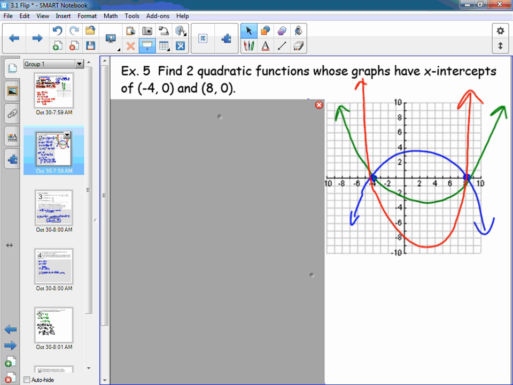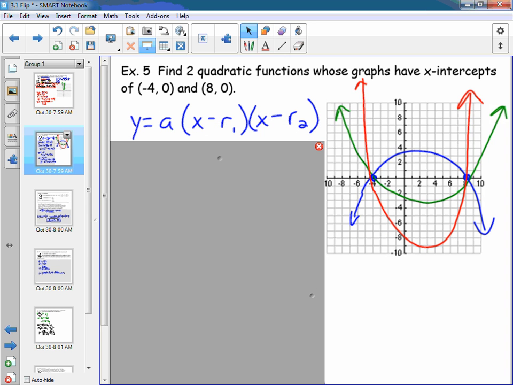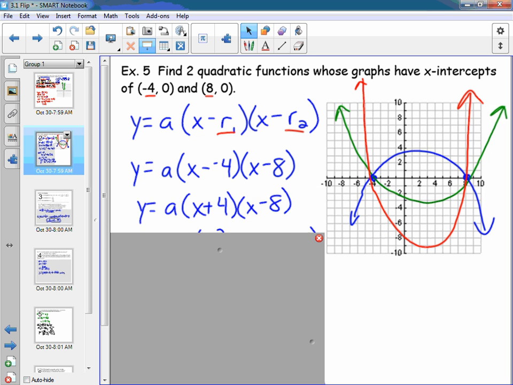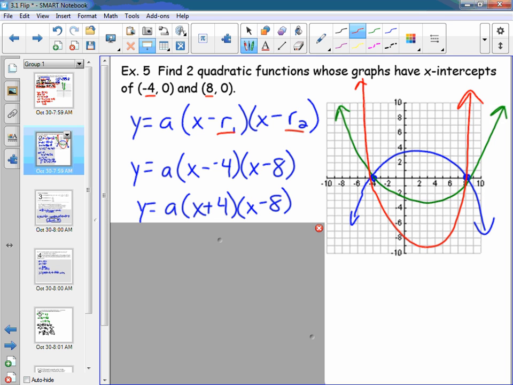Okay. Now, if we put this into a format we should be familiar with, intercept form, we would just plug those values of -4 and 8 in for r sub 1 and r sub 2, which are our roots. So we'd have y equals a times (x minus -4) times (x minus 8), or y equals a times (x plus 4) times (x minus 8). What we want to do is find at least 2. Let's find 2 quadratic functions that have those x-intercepts.